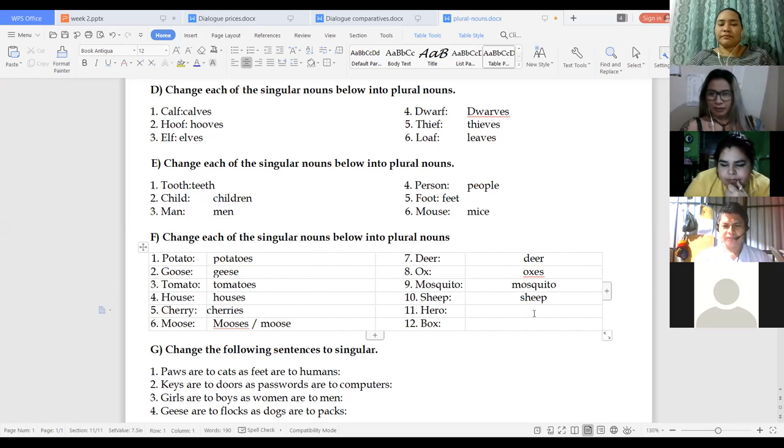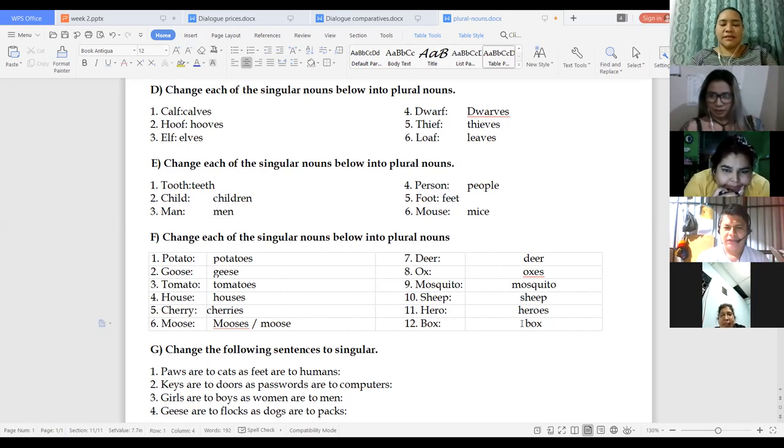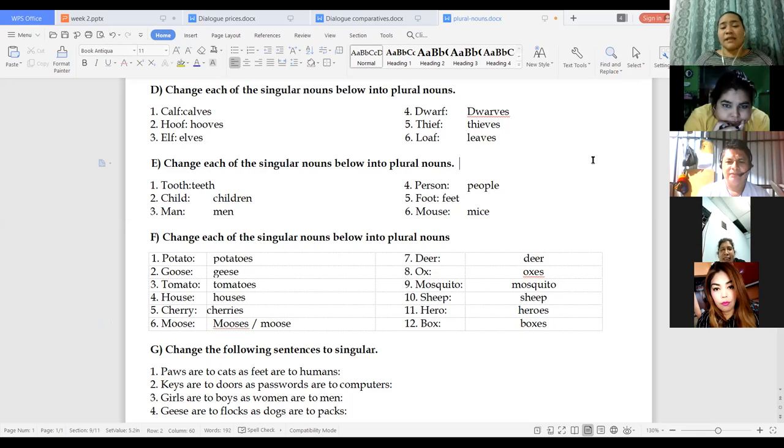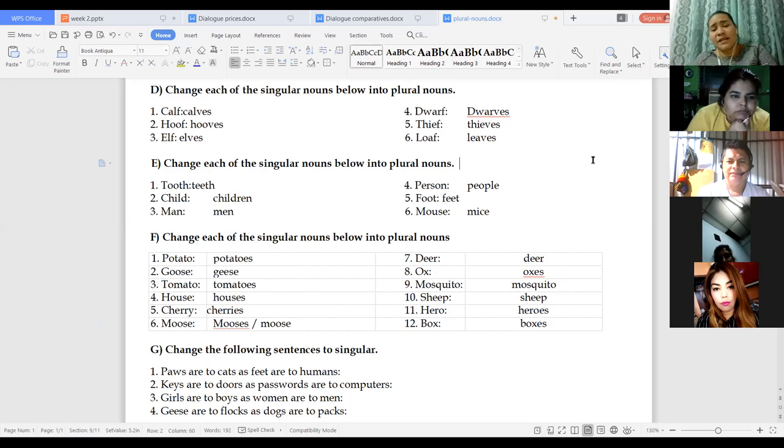Hero? Heroes. And box? Boxes. Right? All right. So let's see, here we have the plurals, and it's the same document that I sent to you, that is empty. Es el mismo documento que les envié, solamente que ese documento está vacío, ¿verdad? El que les envié el día de ayer. I don't know if there is any question about this or something else. Question about this before we move on?